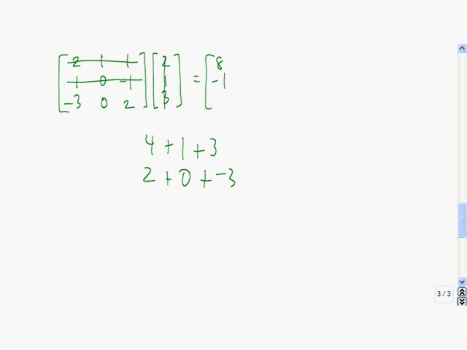And now finally we move on to the third row and this column. So we have 3 times 2, which is 6, plus 0 times 1, which is 0, plus 2 times 3, which is 6, so we have 12. So this product leaves us with this 3 by 1 matrix. In general, the size of the product is going to be the number of rows of the first by the number of columns of the second.